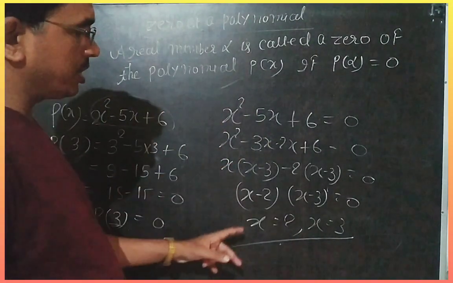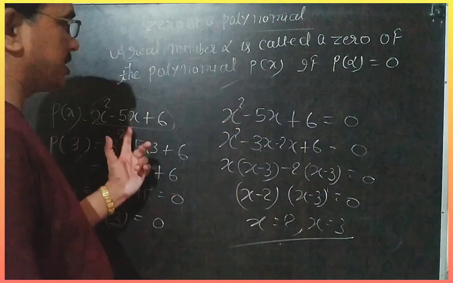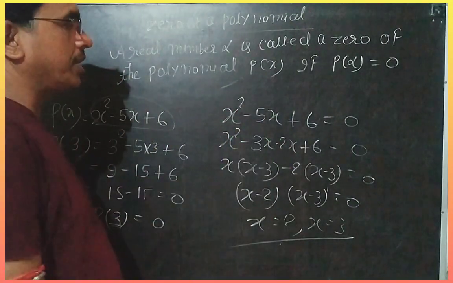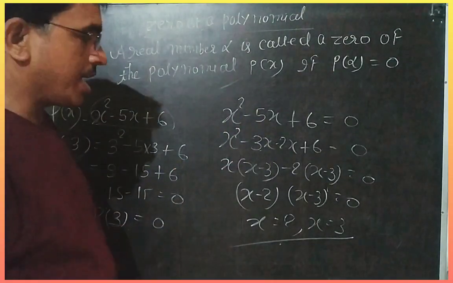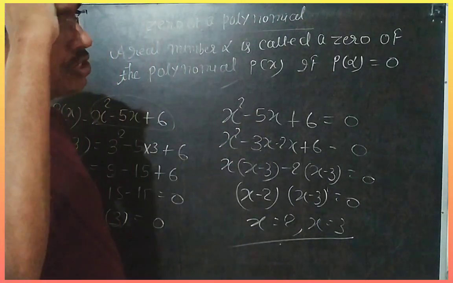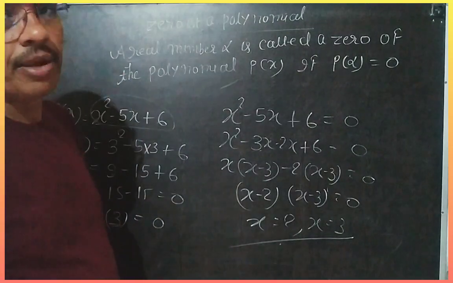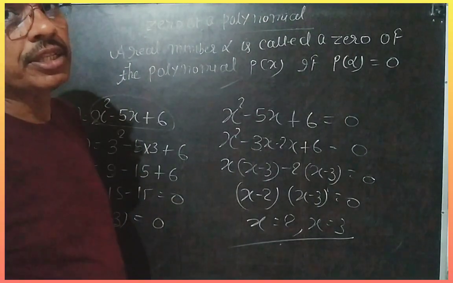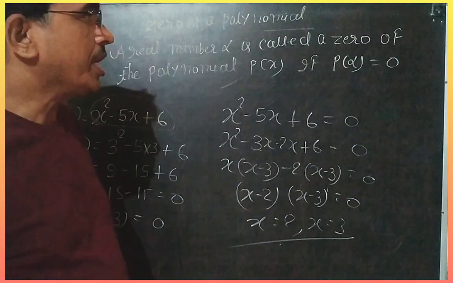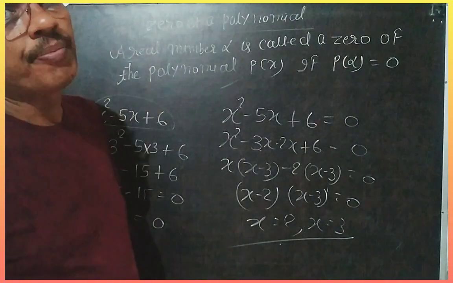Then 2 satisfies the equation and we get 0, and 3 also satisfies the equation and we get 0. So we can say that any real number which we substitute as the value of x in the polynomial, if the solution is 0, that means this real value is a zero of the polynomial.